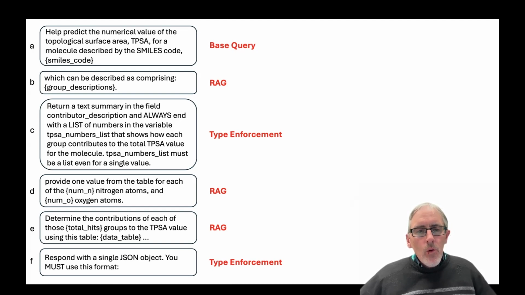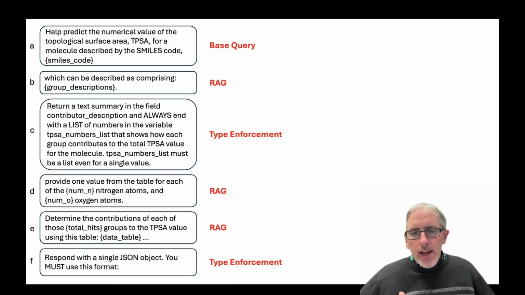One of the things this provides is a list of the functional groups that are present in the molecule. That's part B. Part D is just a count of the number of nitrogen and oxygen containing atoms that might have these functional groups. And then part E is the values from that Ertl paper for the TPSA values.